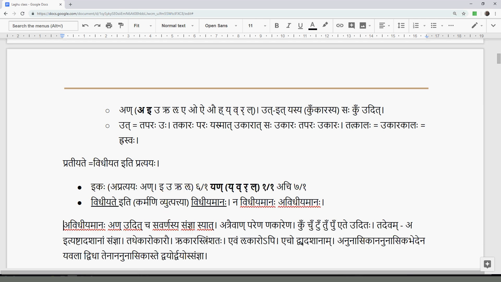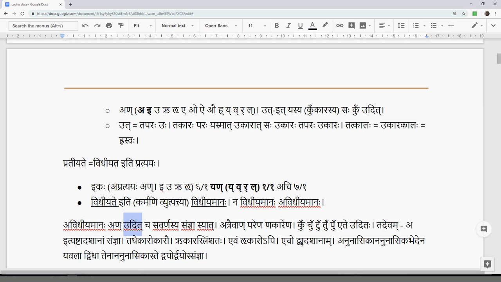So don't confuse that this sutra is making savarna sanya. It is not making savarna sanya. Savarna sanya has been done by the earlier sutra. This is making two sanyas. One is an as a sanya, and an is not one sanya. An is a sanya, a is a sanya, e is a sanya, u is a sanya, ru is a sanya, all those till lakara, all these are sanyas. Anudit and what? Udit, an and udit. An is one sanya, a pratyahara which can be expanded to a, e, u, ru, lu, a, o, ai, au, ha, ya, va, ra, la. This entire set of sanyas, those are the sanyas created.